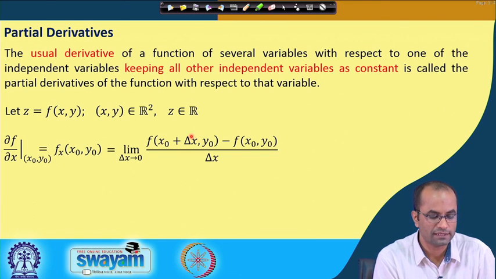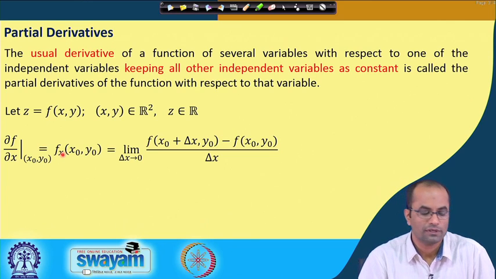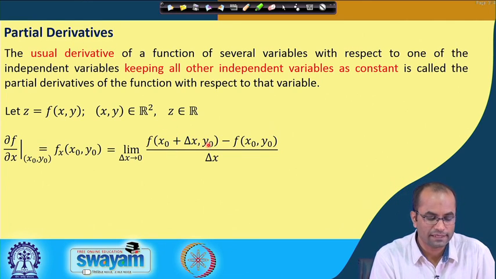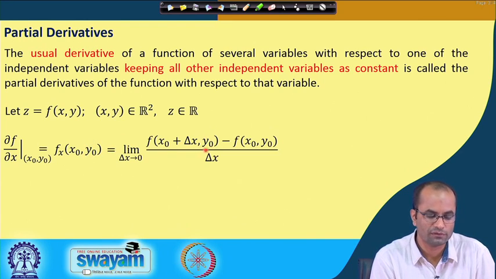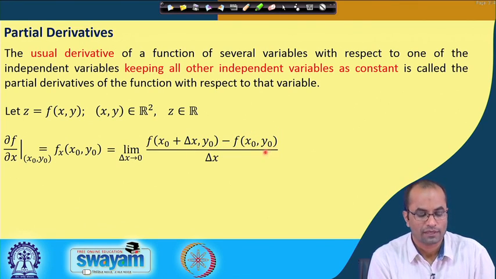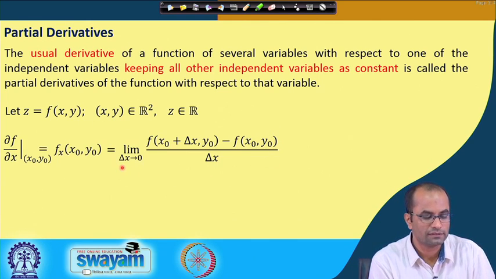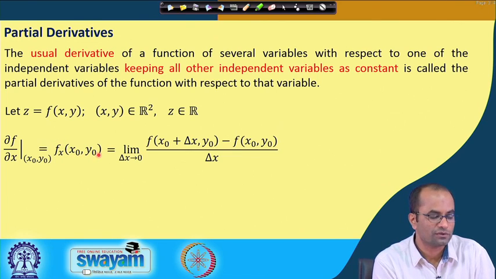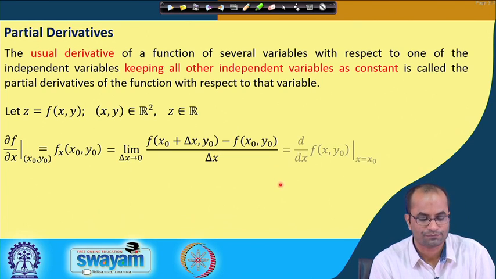So, x0 plus delta x, this is the increment in x because we are taking the partial derivative with respect to x. So, here x0 plus delta x and then y0, we are not changing y0. So, y0 will remain as it is, minus the function value at (x0, y0), and divided by delta x, and if this limit exists then we call this the partial derivative with respect to x at this point (x0, y0), and it is denoted by f_x at (x0, y0) or del f over del x at (x0, y0).